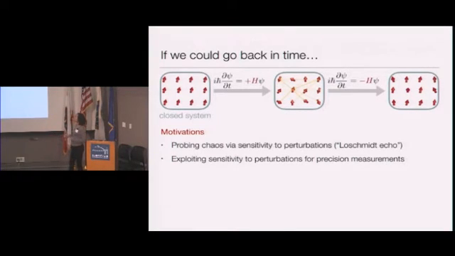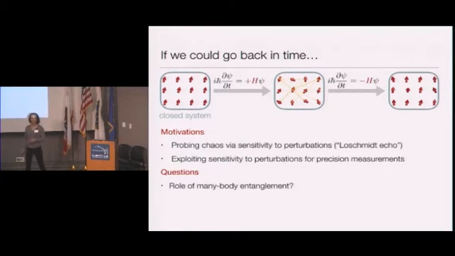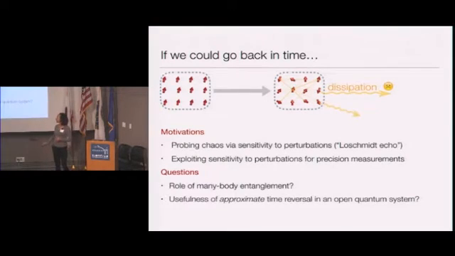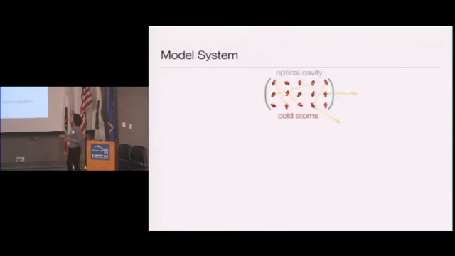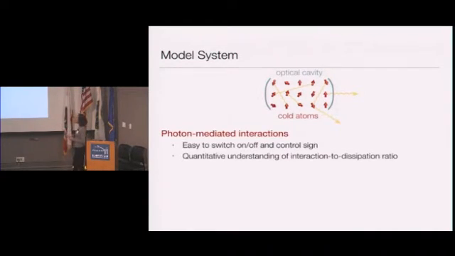And so these are two things I'm going to talk about today. Particularly, I want to talk about what role many-body entanglement plays in this type of scenario. And the reality that while we never actually will perfectly go back in time, there's always dissipation in real quantum systems, is approximate time reversal still a useful concept for these types of applications. And my model system for thinking about this is going to be a system of cold atoms in an optical cavity.